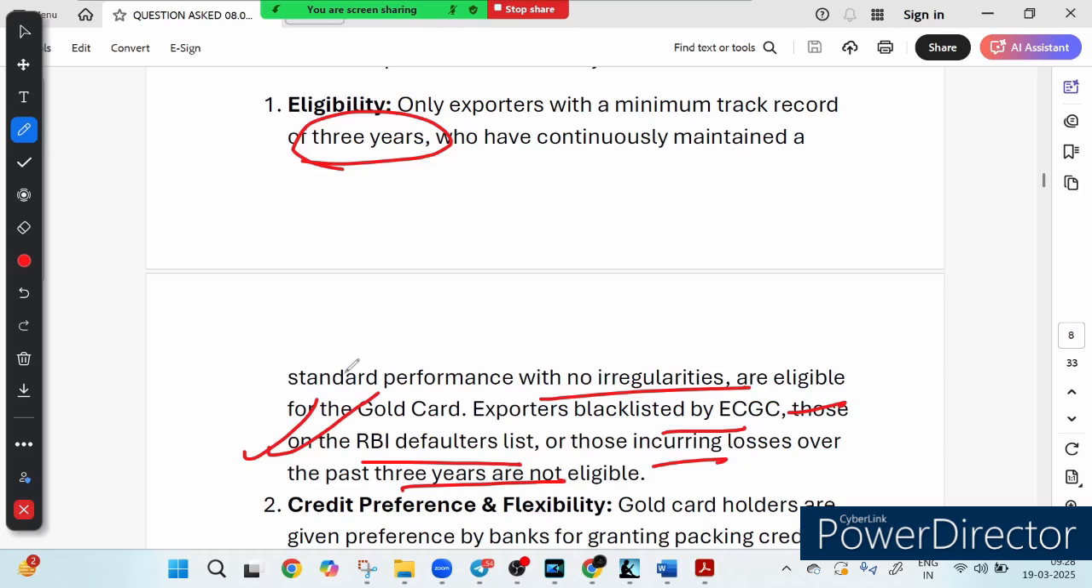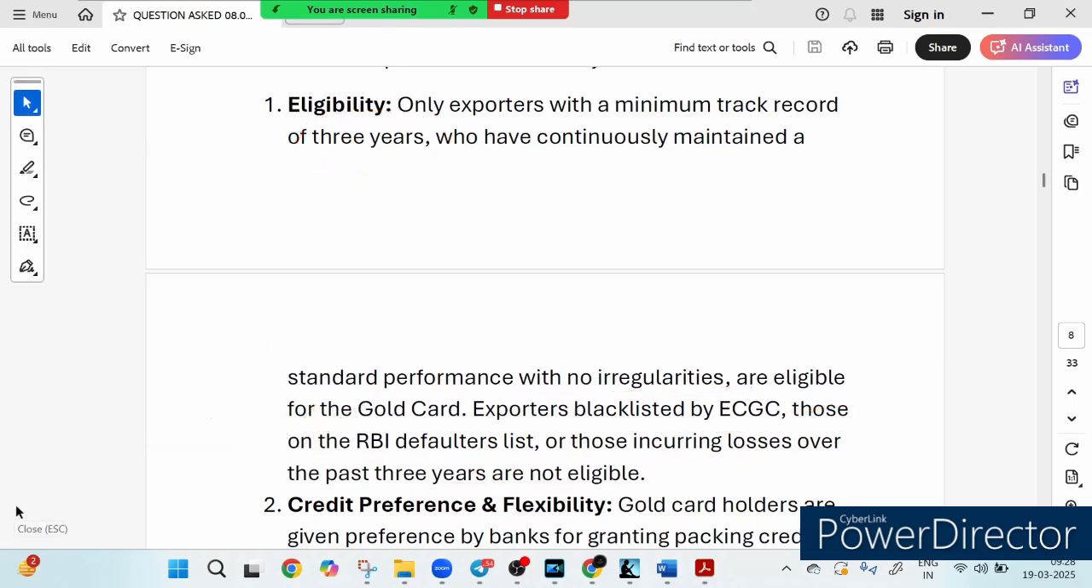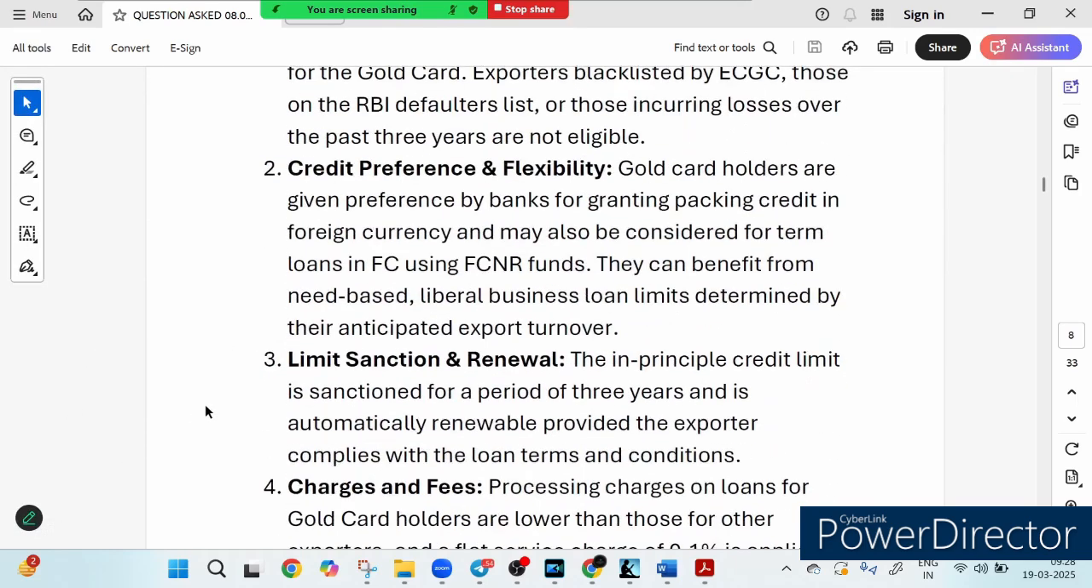So you qualify for the gold card. But if you have defaulted or made losses in the last 3 years, then you won't be eligible. So this is the point. Now let's look at statement number 2, credit preference and flexibility.